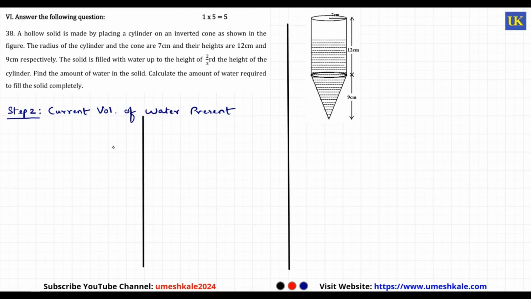So now we will find the step 2, wherein we have to find the current volume of water which is present in the solid. And first we will see the volume of cone, and volume of cone is not going to change. It is same as what we have found out earlier. So it is 462 centimeter cube. So already on the last page, we already solved it. The change will happen only for the water which is present in cylinder. So volume of the cylinder.